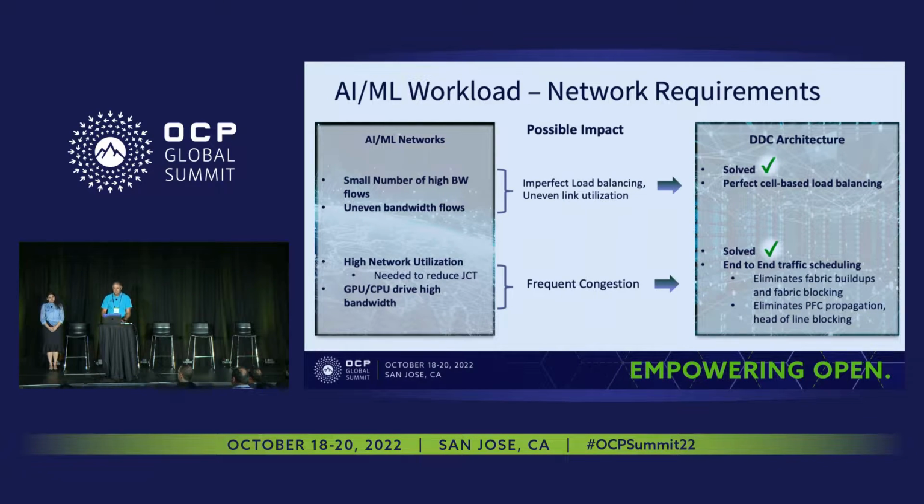So we suggest two techniques to handle these challenges, and we apply them in our DDC architecture. The two of them are kind of obvious solutions. One of them is to do better load balancing, and the way to do it is to do cell-based spraying of all the data in all the available paths, and we'll discuss that in following slides. And the second one is, instead of pushing the data into the destination, do end-to-end scheduling and prevent the congestion in the first place. So these two techniques allow us to deal with these network challenges.